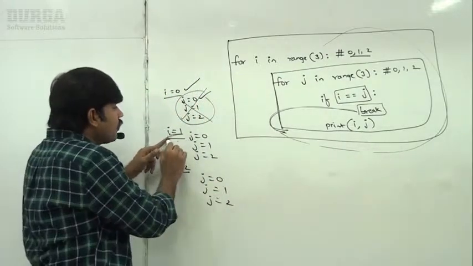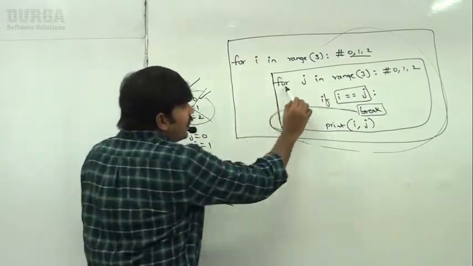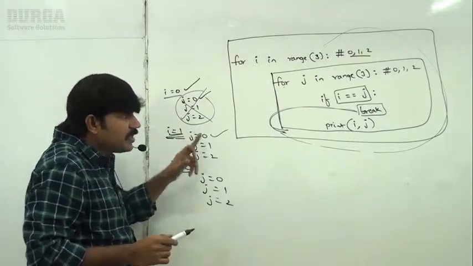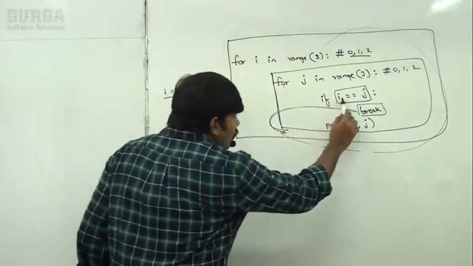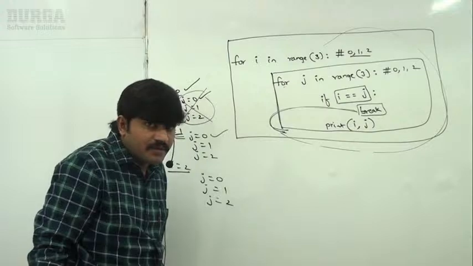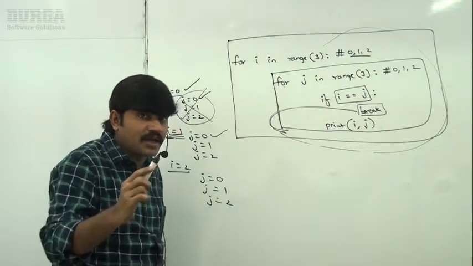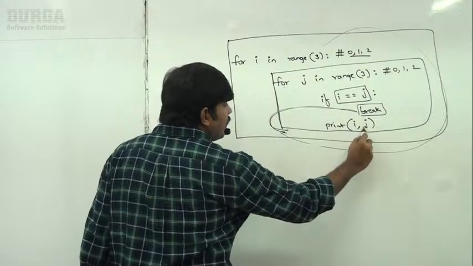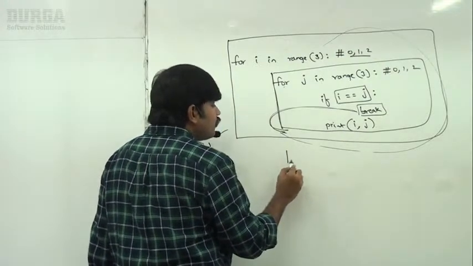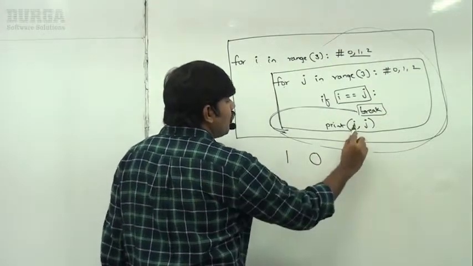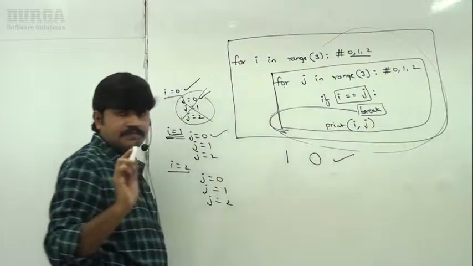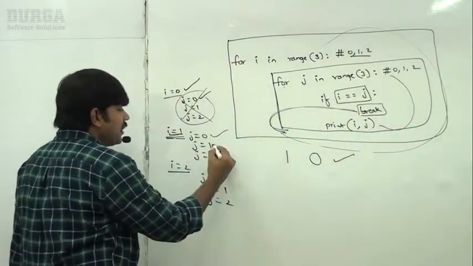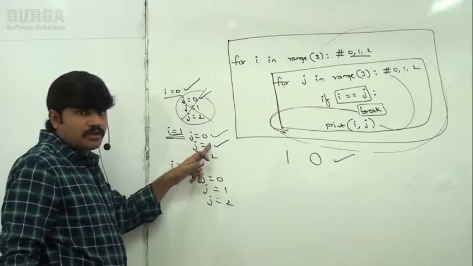Now i is equal to 1. Again for j in range, j is equal to 0. So for i is equal to 1, j is equal to 0, are both equal or not equal? Can you please confirm? Not equal. If both are not equal, break is not going to execute. Print i, j: i value is 1, j value is 0. First it will be printed. After that, j value will go to next, j is equal to 1.